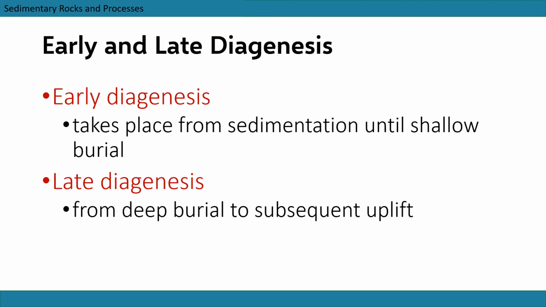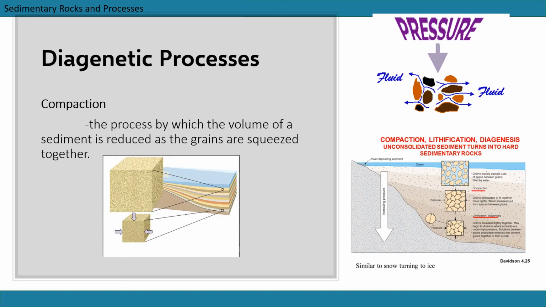You have two types of diagenesis. Early diagenesis, which takes place at shallow depths, and late diagenesis, which is from deep burial to subsequent uplift. What happens during diagenesis? You have compaction, which is the process by which the volume of a sediment is reduced as the grains are squeezed together due to overlying pressures. And these pressures remove fluid from your rock, which eventually compacts and lithifies your unconsolidated sediments into sedimentary rocks.